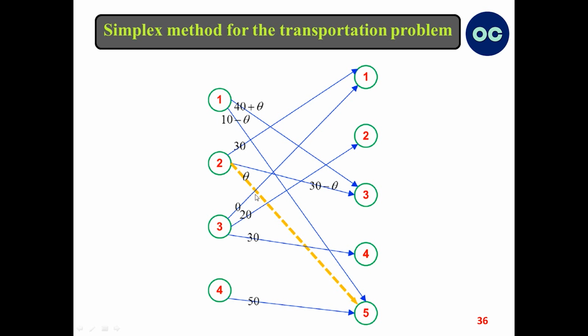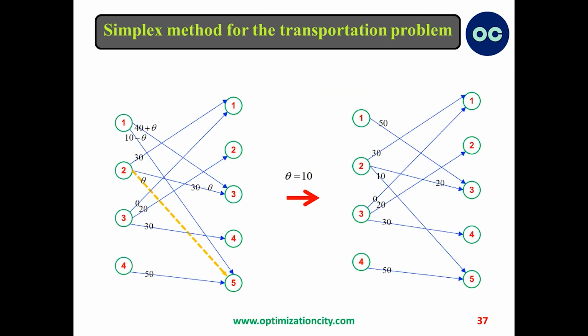By increasing the value of theta to 10, we remove the variable x15 from the basic variables, making it the output basic variable. As a result, the updated basic variables are as follows. So if we set theta equal to 10, we have the new basic variables. And we continue the process.